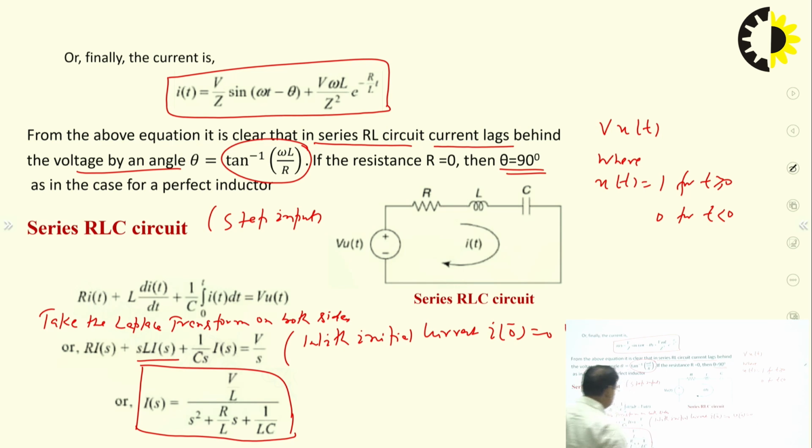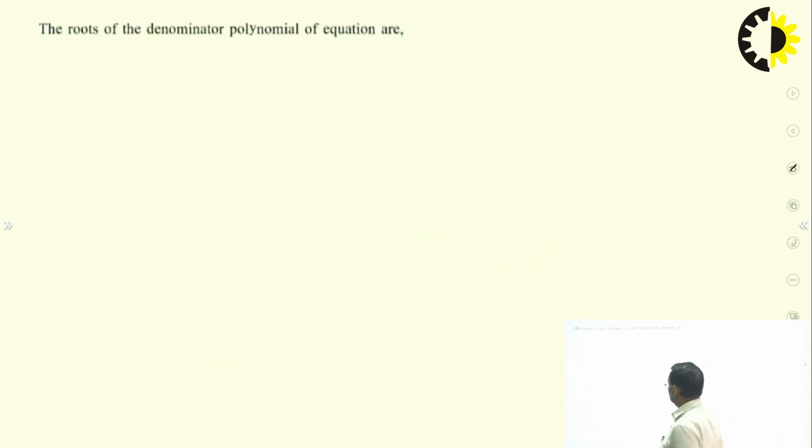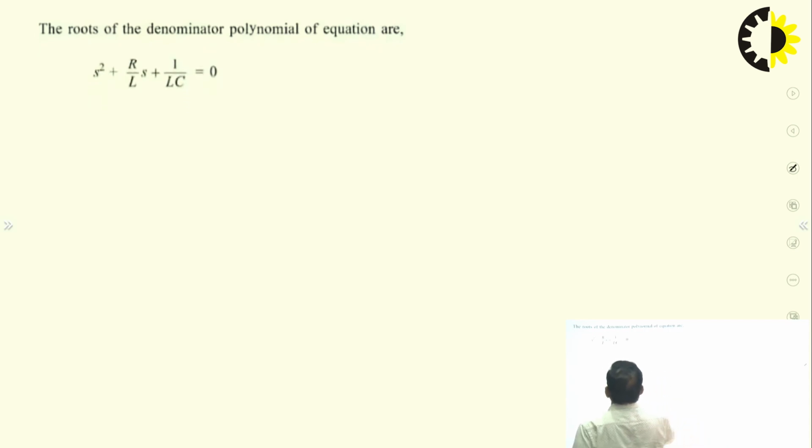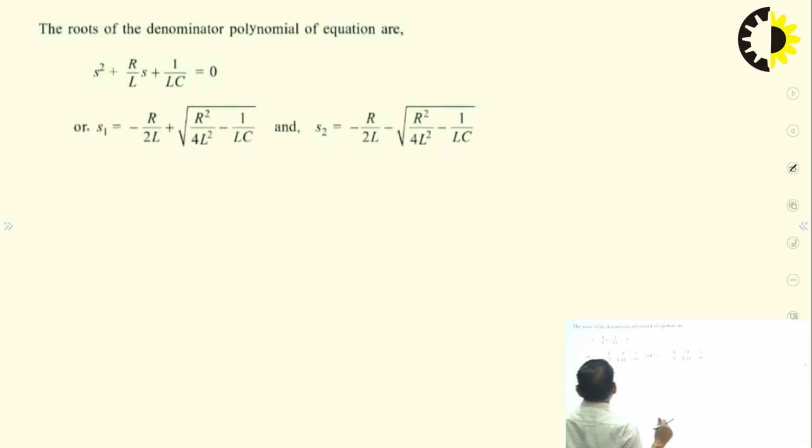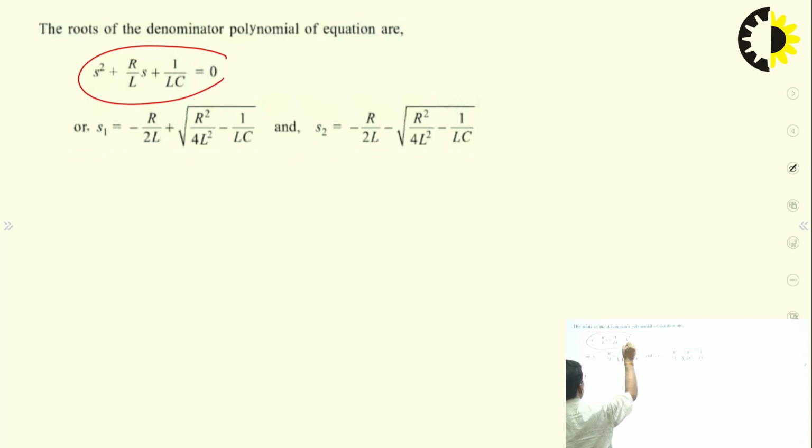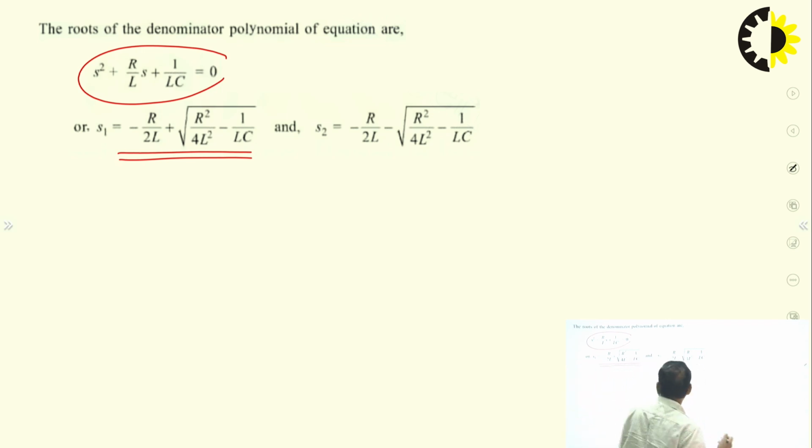This is the value of current I in the s domain. We have to study the transient behavior, so we have to take the inverse of this to get the response in the time domain. So before going to take the inverse, first we discuss what the roots are. In this case this is the characteristic equation, this is equal to 0, so this is a second order system, degree is 2, so there are two roots s1 and s2.